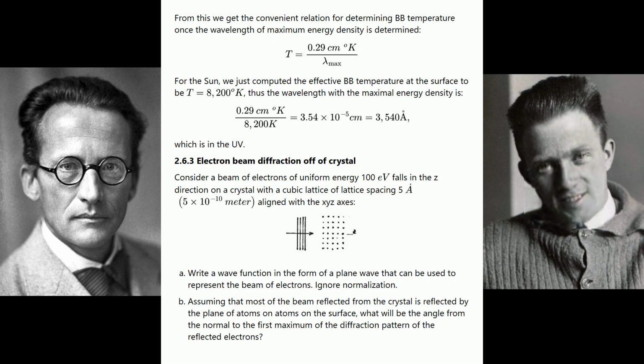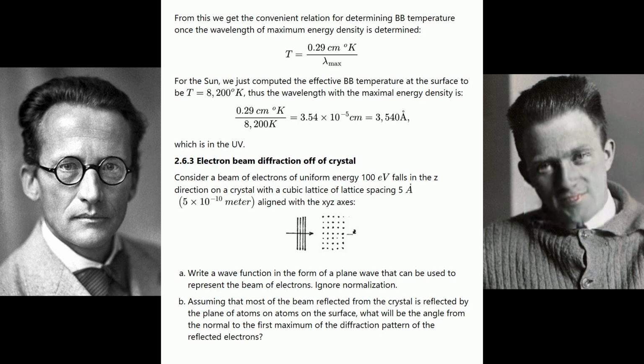See the equation. For the Sun, we just computed the effective blackbody temperature at the surface to be T equals 8,200 K. Thus the wavelength with the maximal energy density is, see the next equation, which is in the UV.